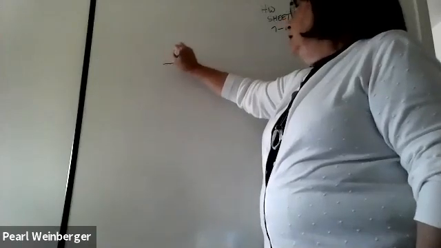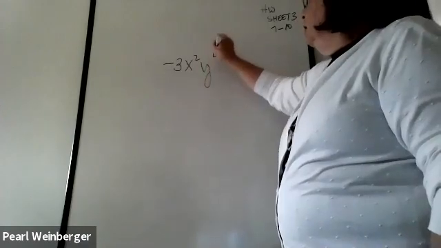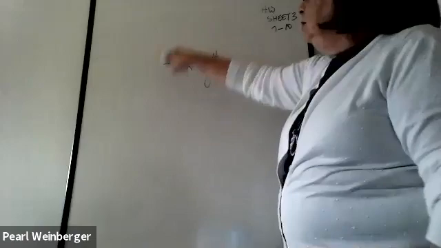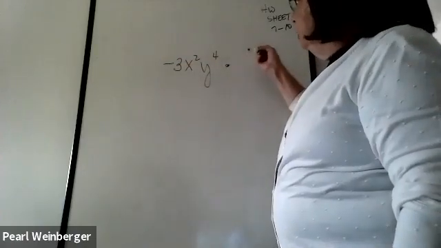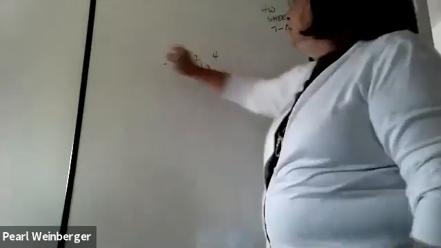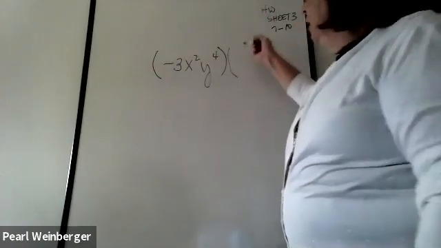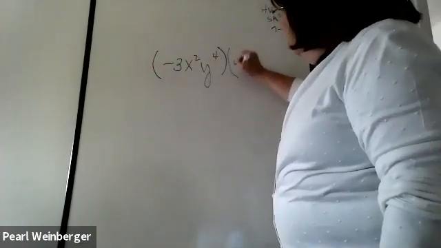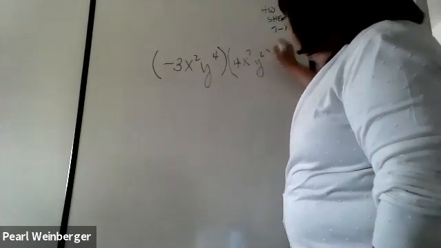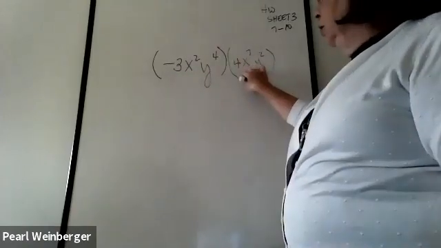Suppose I have negative 3x squared y fourth times, now sometimes there's a dot in between them, sometimes we just put them in parentheses. Let's just put them in parentheses this time. Suppose I have 4x to the 7th y squared. This is one monomial, this is another monomial.